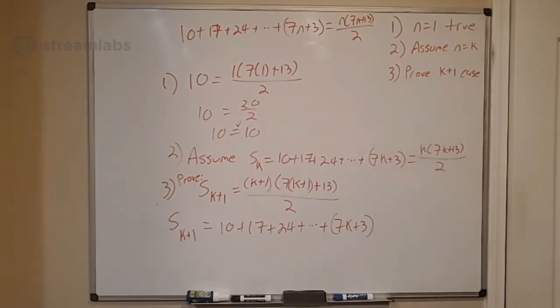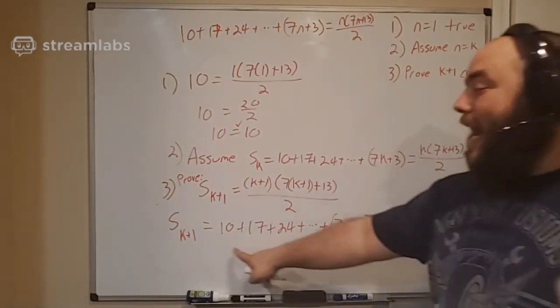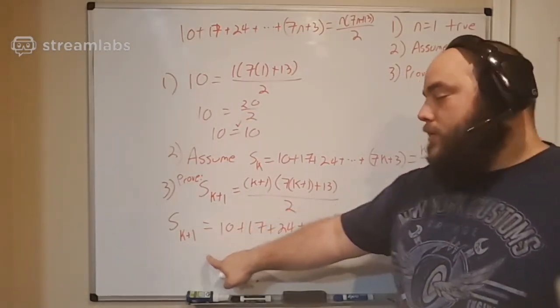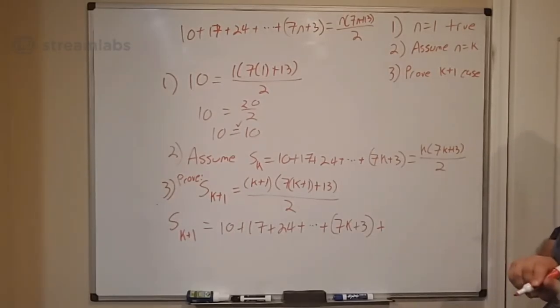So if I go, are you asking what that is? Yes, from 7k plus 3. What is that? A series, but what kind of series is this? Very specifically for this problem, S sub k is the first k terms. I need k plus 1, so what else do I need to add on to the end? Plus 7 times (k plus 1) plus 3.